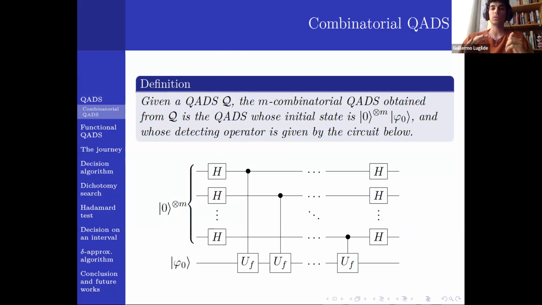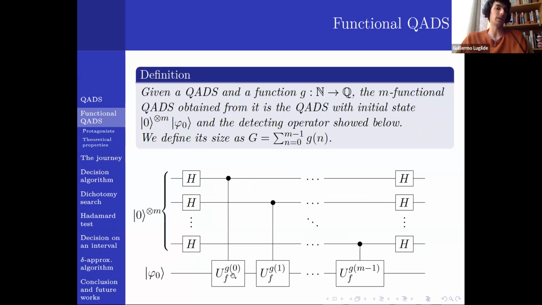The question that we tried to answer in this paper was, what if we don't always apply U sub f once every time, but we allow the circuit to apply it more times according to a certain function g. These are functional QADS. The size of a functional QADS is also defined as just the number of times that U sub f is applied. And the question is, will they outperform combinatorial QADS for phase estimation methods? A spoiler, yes, they will, but with a completely different approach.